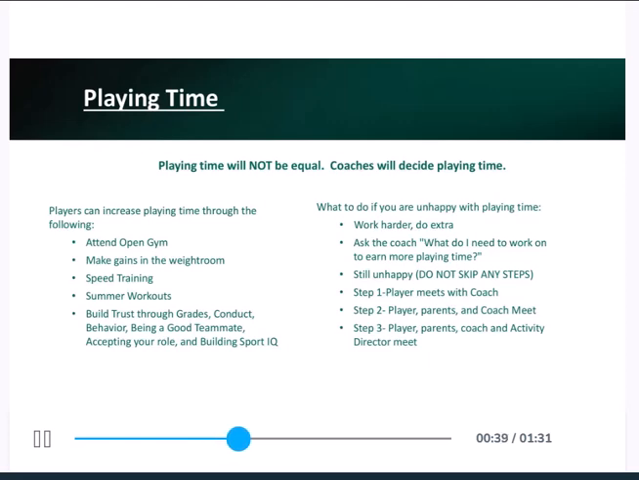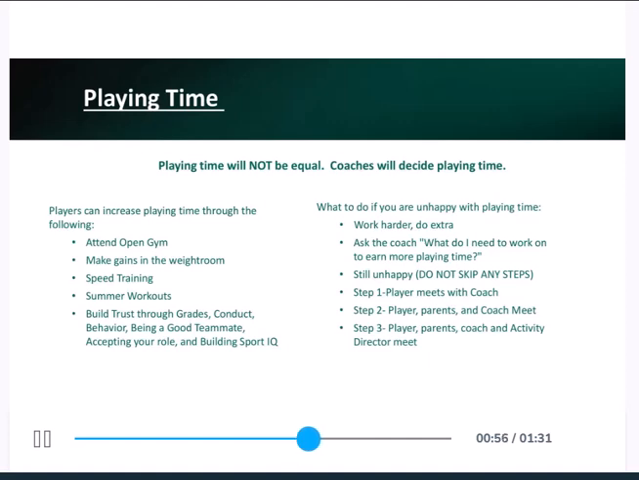If you are unhappy with your playing time, there's a couple things that you can do. First, you can work harder. You can put in the extra work. You can also ask the coach, what do I need to work on to earn more playing time? If you are still unhappy with your playing time, do not skip any steps and follow the steps below.